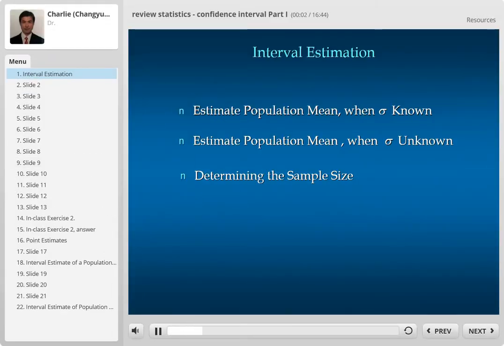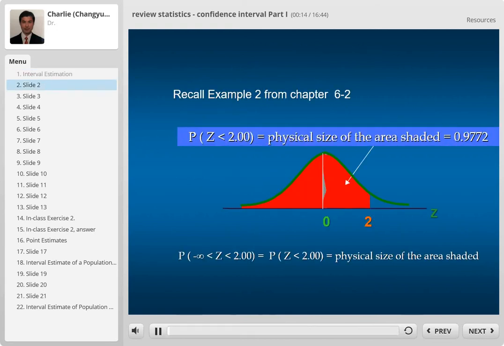In this chapter, we'll learn how to estimate the interval estimation of population mean, and also we will learn how to determine the sample size. Let's recall from the example 2 of chapter 6, session 2.